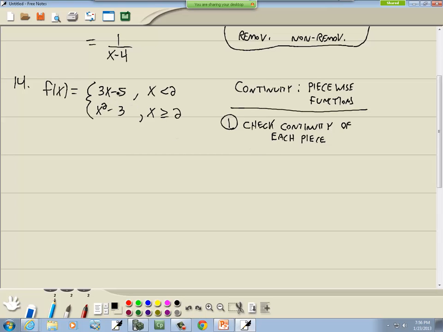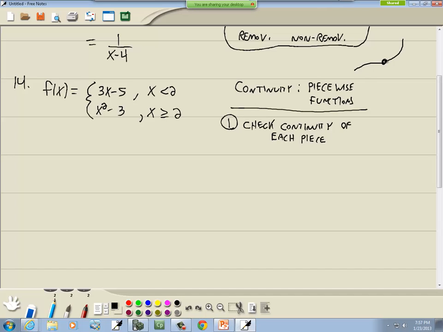Well, if I look at 3x minus 5, that's a polynomial. That's continuous everywhere. No discontinuities. The x squared minus 3, that's a polynomial. That's continuous everywhere. No discontinuities. So we're fine there for this particular problem. Now, it looks like this when x is less than 2. It looks like this when x is greater than or equal to 2. So it changes over. So if I have a graph that's coming here, and this is where it changes. Looks like this going up to there, and then from there on it looks like that.